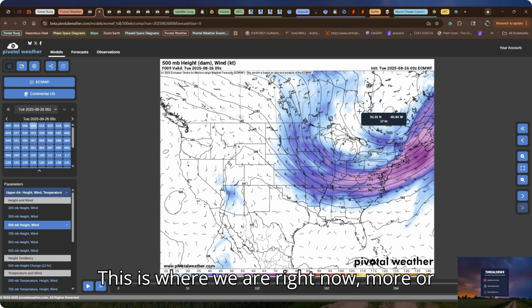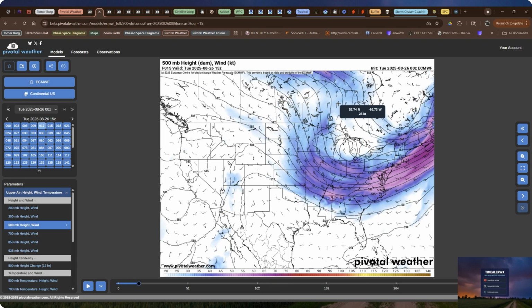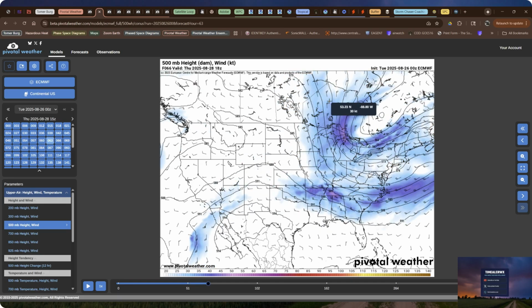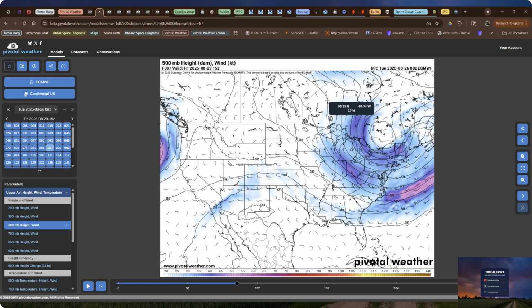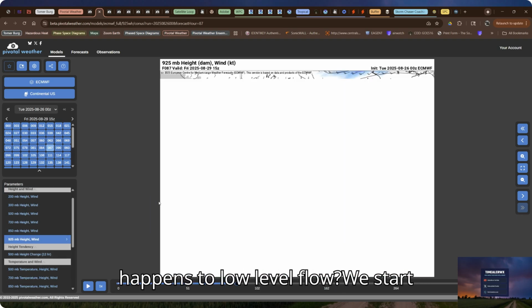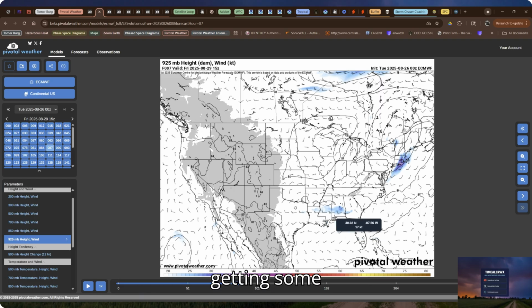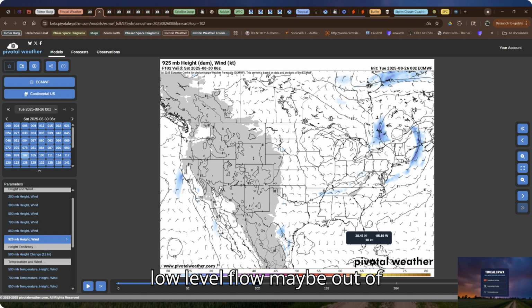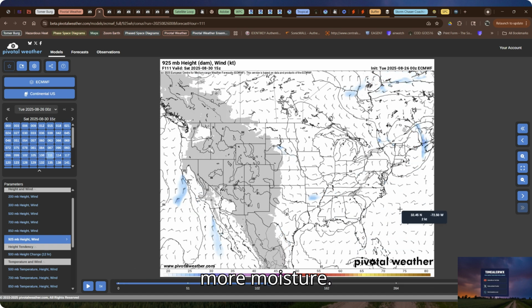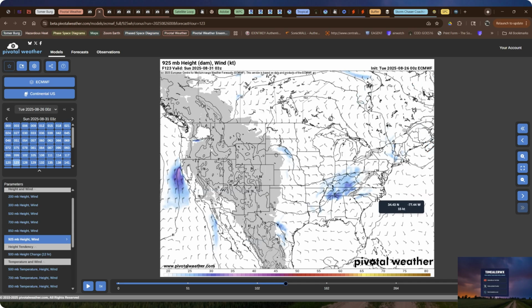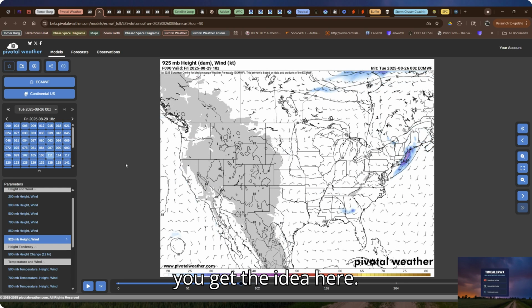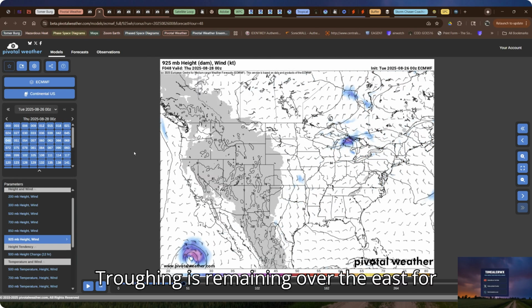This is where we are right now, more or less. As the flow becomes, let's look at the low levels again. What happens to low level flow? We start getting some low level flow, maybe out of the south here, which could bring some more moisture. I don't know. We'll just have to see, but you get the idea here. Troughiness remaining over the east for quite a long period.